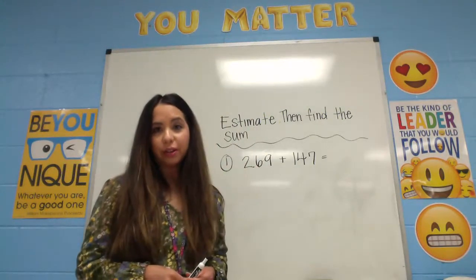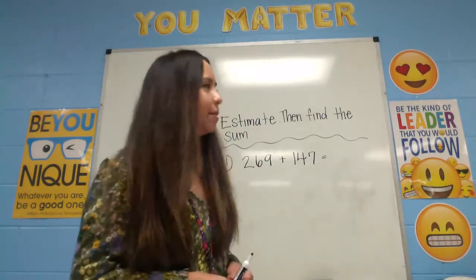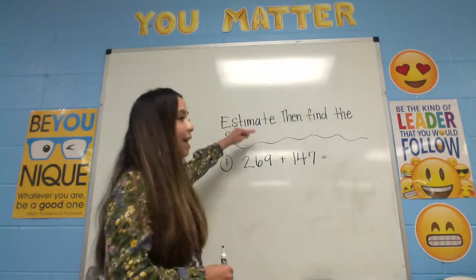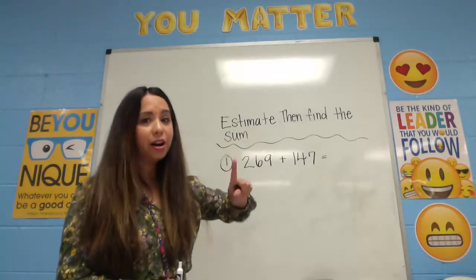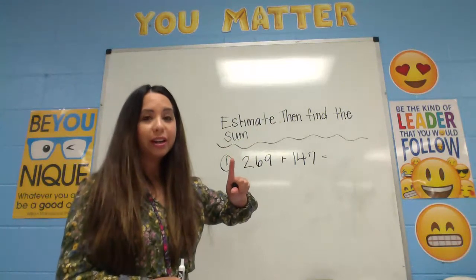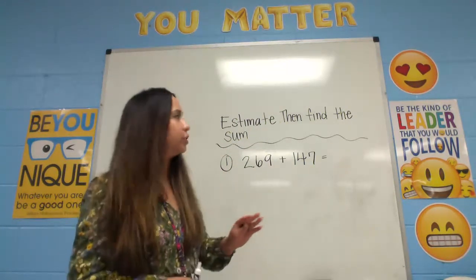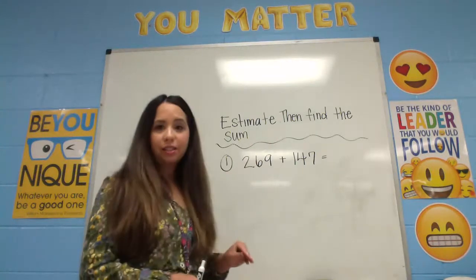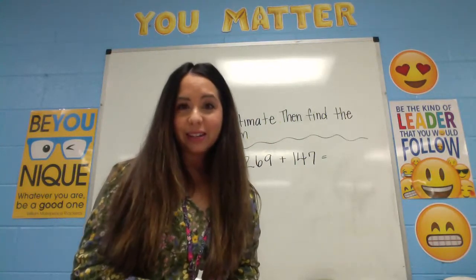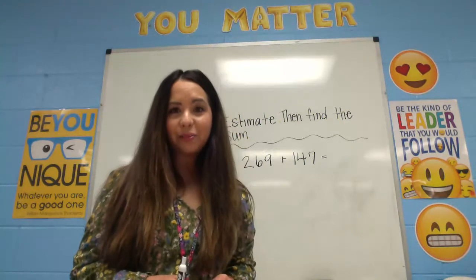Let me show you an example because you will have an assignment today. The directions say estimate, so we're not getting an exact answer. We're getting an answer that's close to the exact answer. Then find the sum, and we know that the sum is the answer to an addition problem.